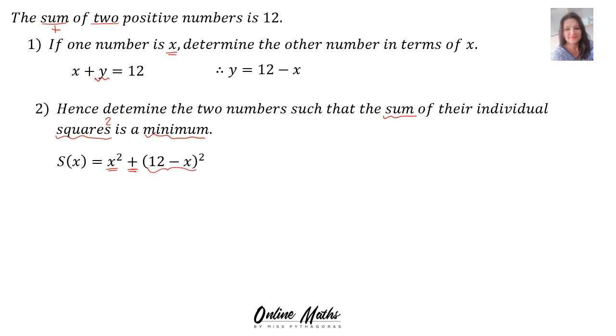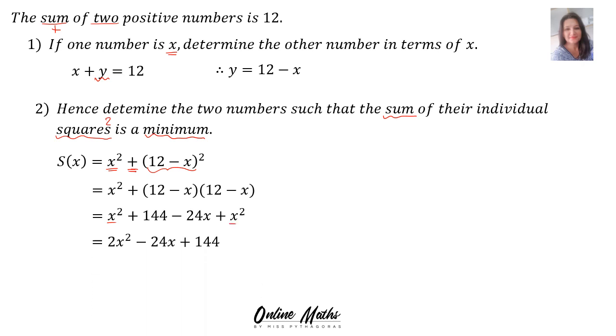And there's your equation. Let's multiply it out because we want to find the derivative. And remember, we can't find the derivative if there's brackets. So therefore, the (12 minus x), you will write it twice and you can multiply it out. And you end with 144 minus 24x plus x squared. And then you can add your two like terms. X squared plus x squared is 2x squared minus 24x plus 144. So now there's your equation.